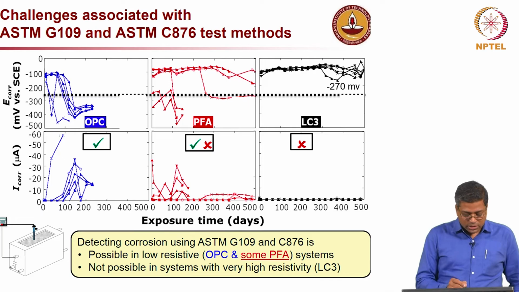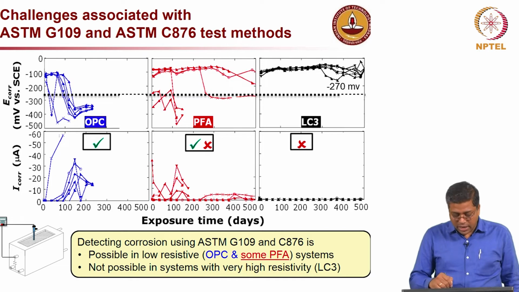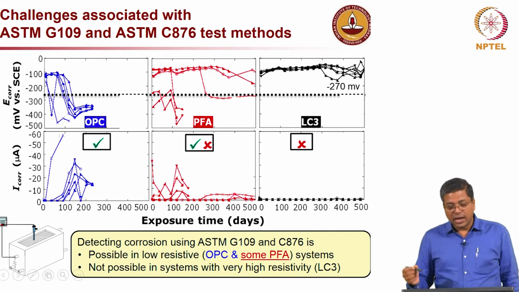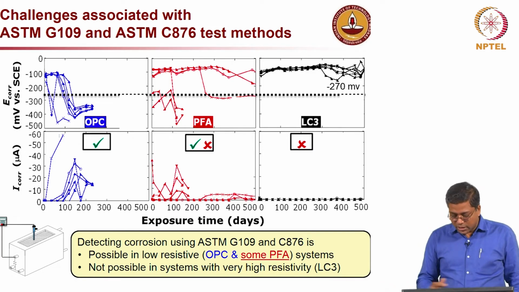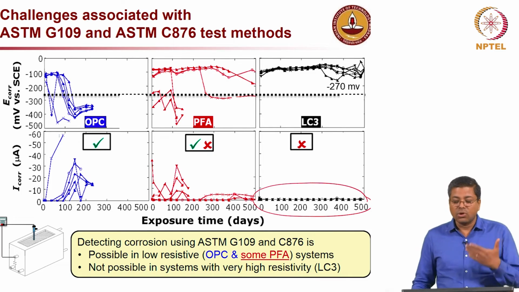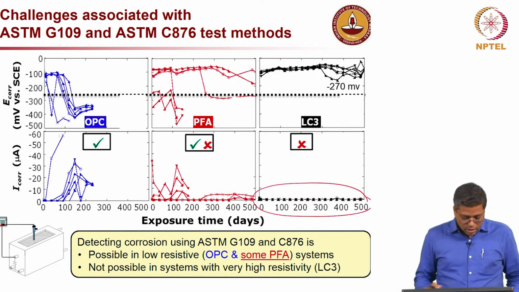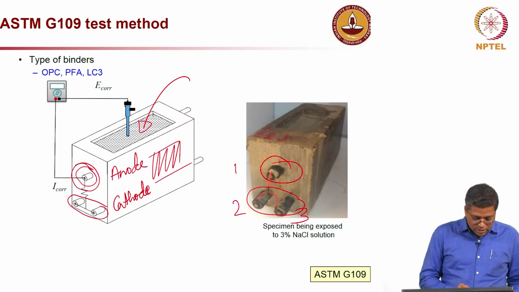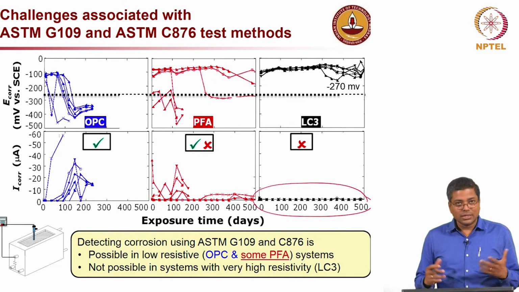It was very clear from this more than a year of testing of different types of concrete. On the first two, the blue graphs are OPC, the red is for the fly ash based system, and the black one is a very highly resistive LC3 concrete system. We found that when the resistivity is very high, the corrosion indicated by the measurements which you are taking is very low. And how do we take the measurement? We take this I core, we measure the current between the top and bottom rebar, and that is very low.